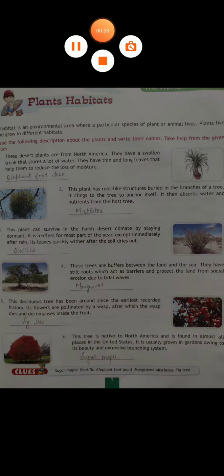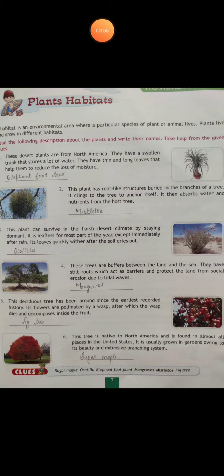The first one is these desert plants are from North America and they have a swollen trunk that stores a lot of water, and they have thin and long leaves that help them to reduce the loss of moisture. So this plant name is elephant foot tree.